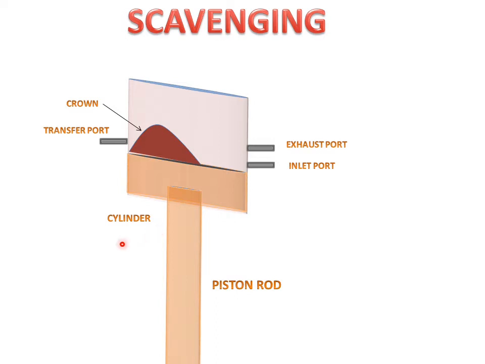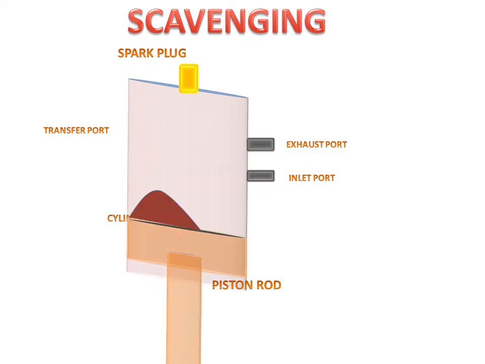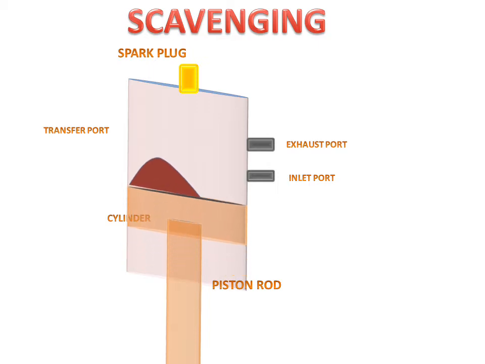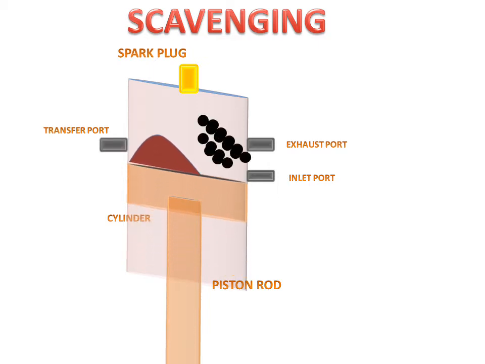Now we will see the working of the scavenging process. This is a spark plug for burning fuel. What will happen when this piston travels from BDC to TDC? Burnt gases will be produced by the combustion process, and at the same time the fresh air or fresh fuel will come from the transfer port and push the burnt gases through the exhaust port, and the burnt gases will go out.